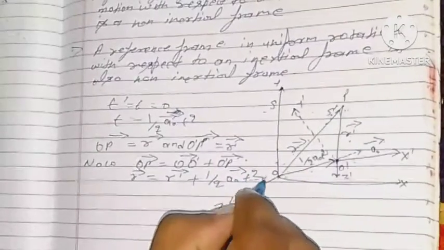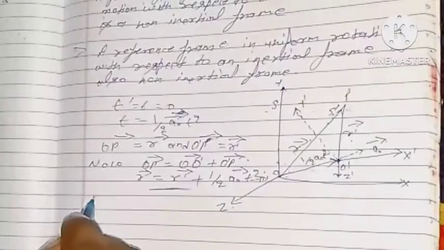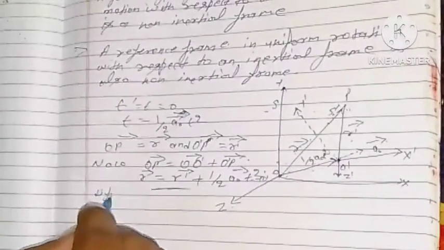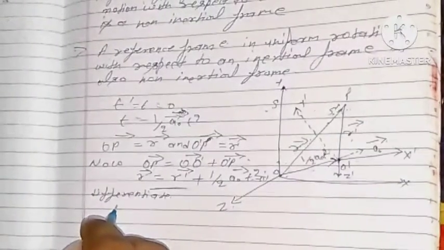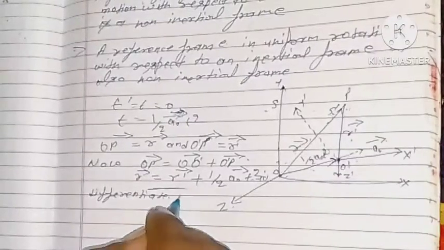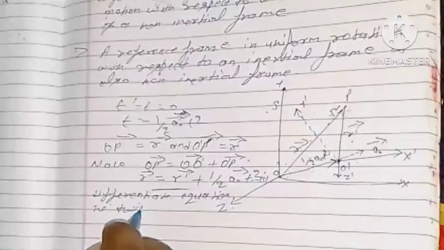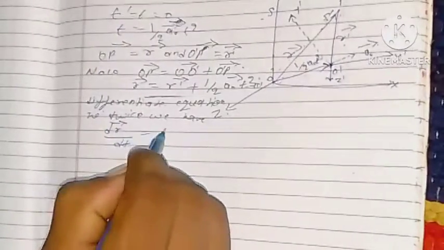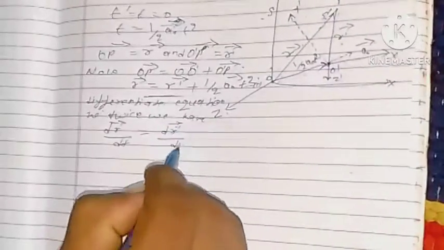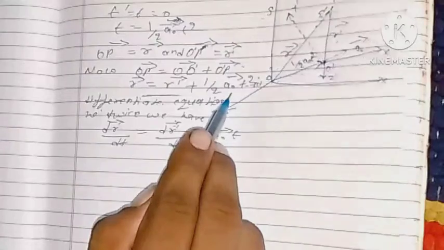Differentiate equation number 1. Differentiate equation 1 twice, we have d vector r upon dt equal to d vector r dash upon dt plus a0 vector t. Differentiate the value of this a0 vector t again.